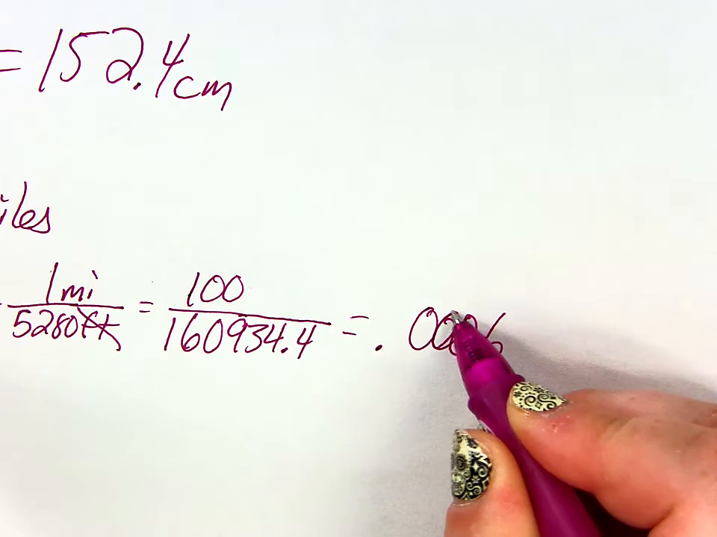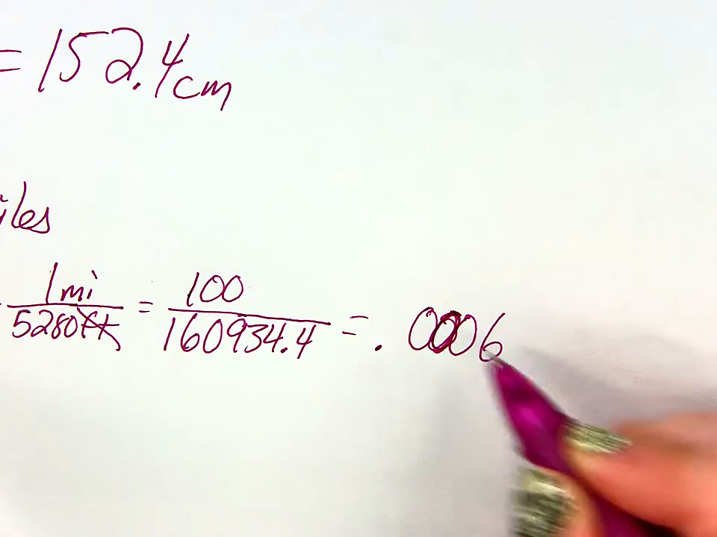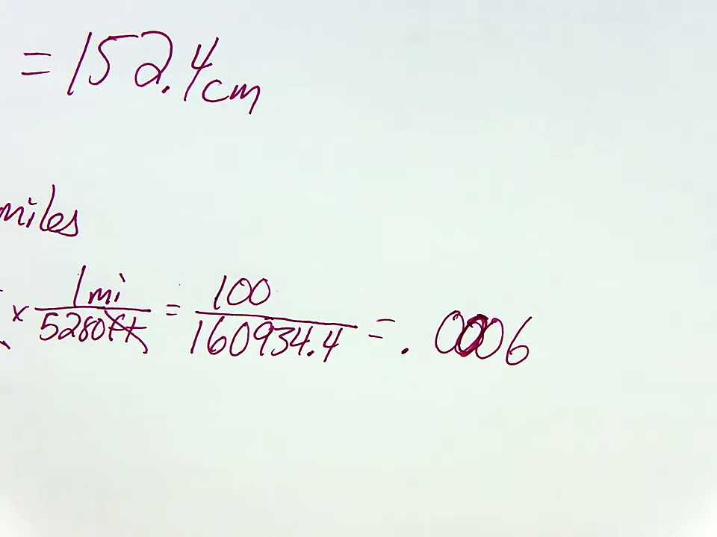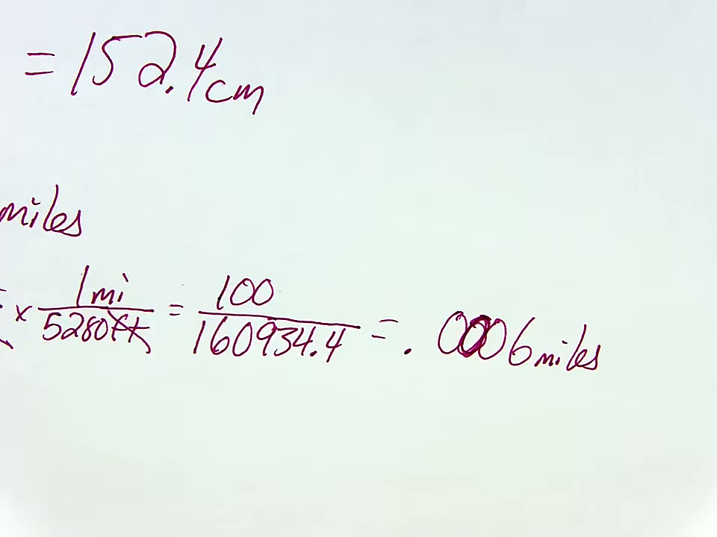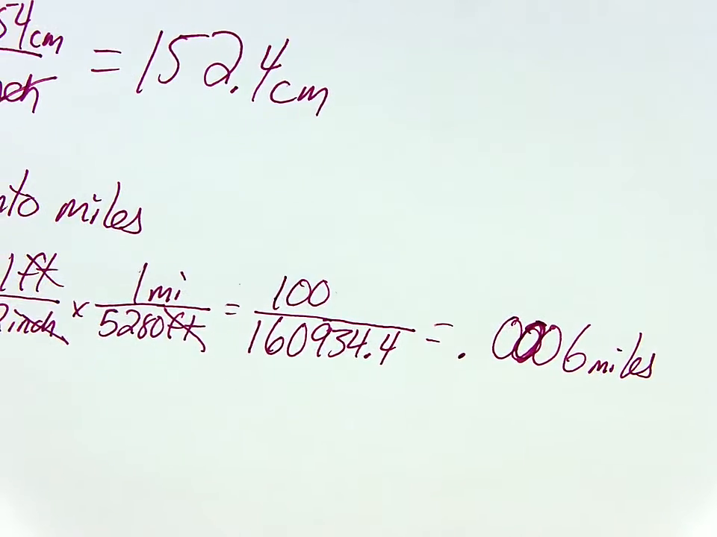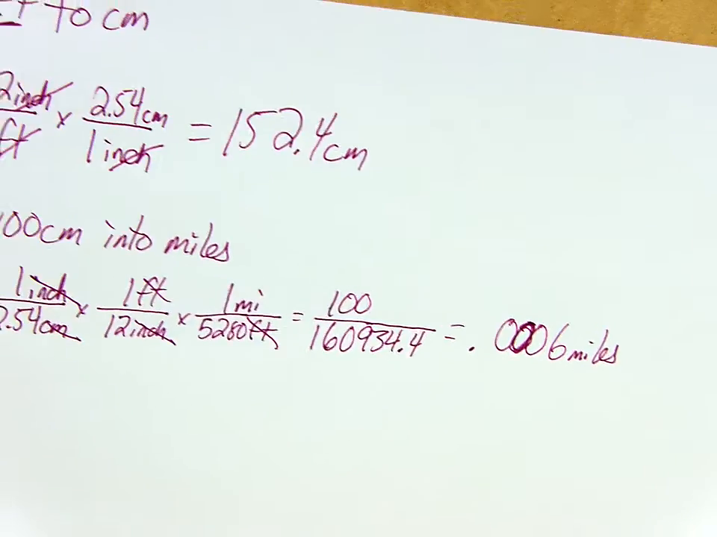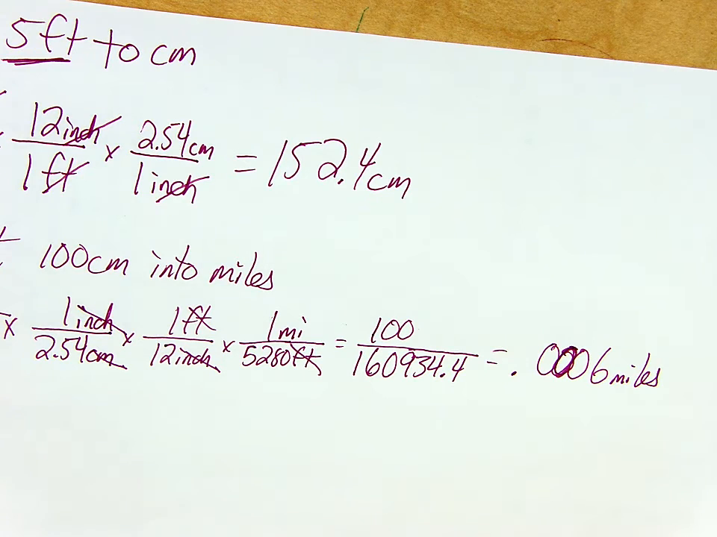3 zeros and then a 6. So it's 0.0006 miles. A very small amount.